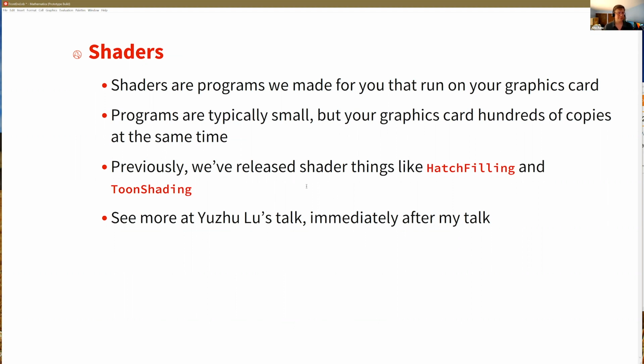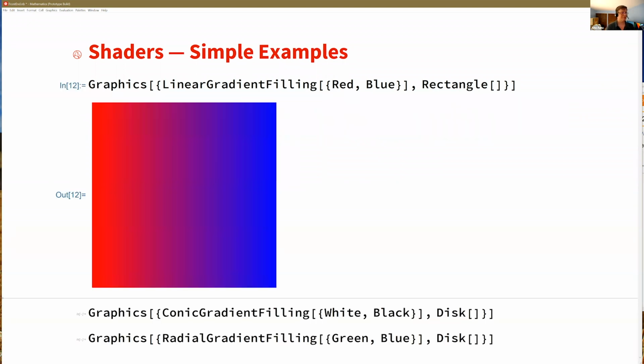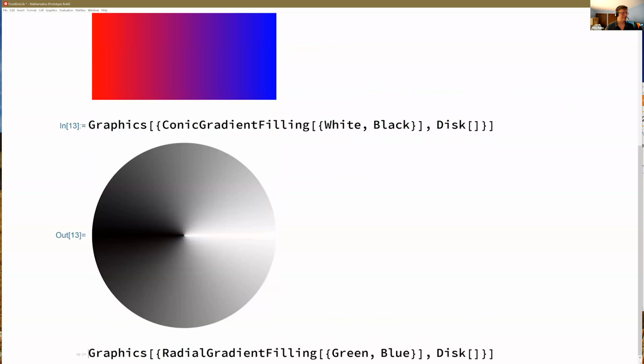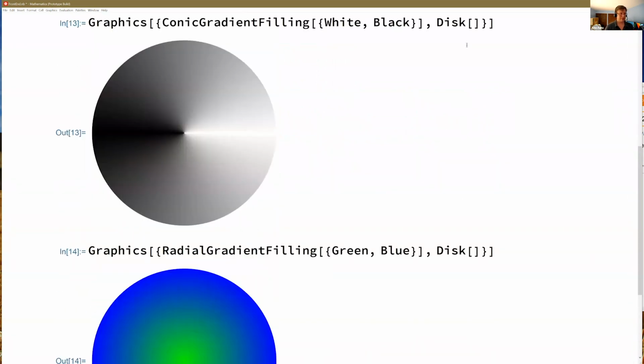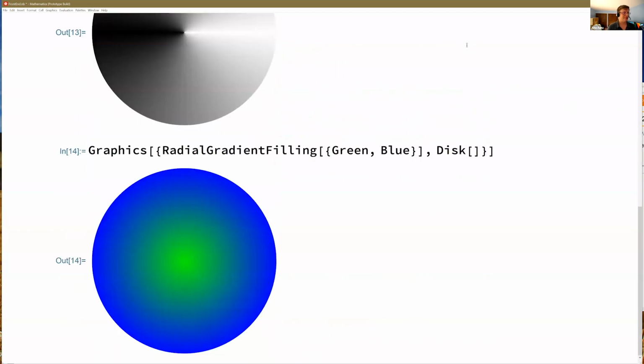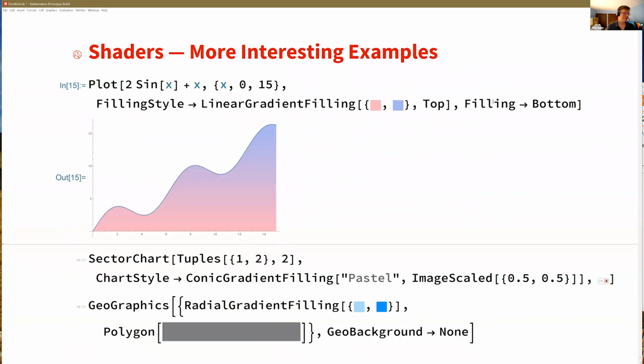Shaders, I just gave a little bit of background here. We've been doing some shader stuff, hatch filling, tune shading. You know, there's several other fillings and shadings. We have some new ones, and I'm kind of a fan of these. Basically linear, conic, and radial filling. Now, this of course looks pretty simple, but these things can fill anything. So we have a filling here.